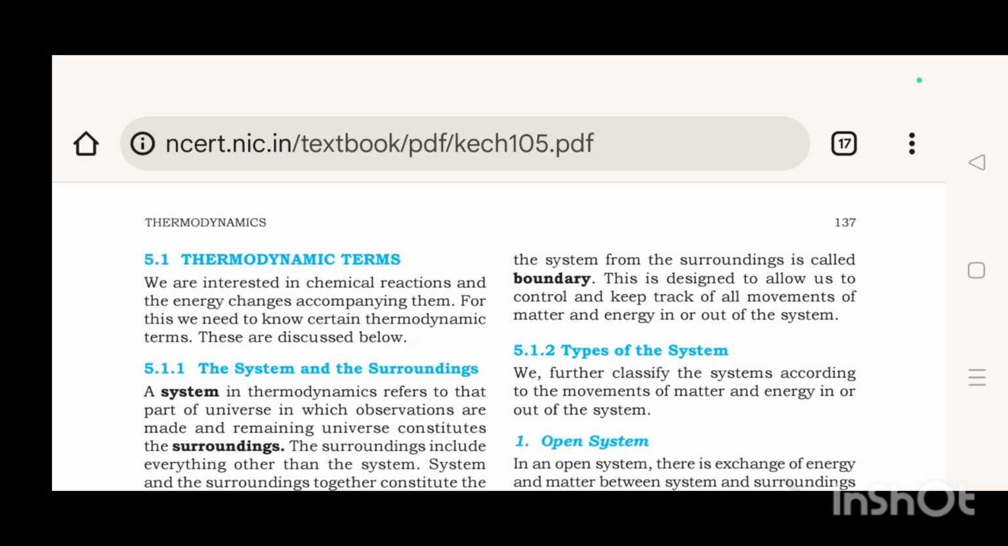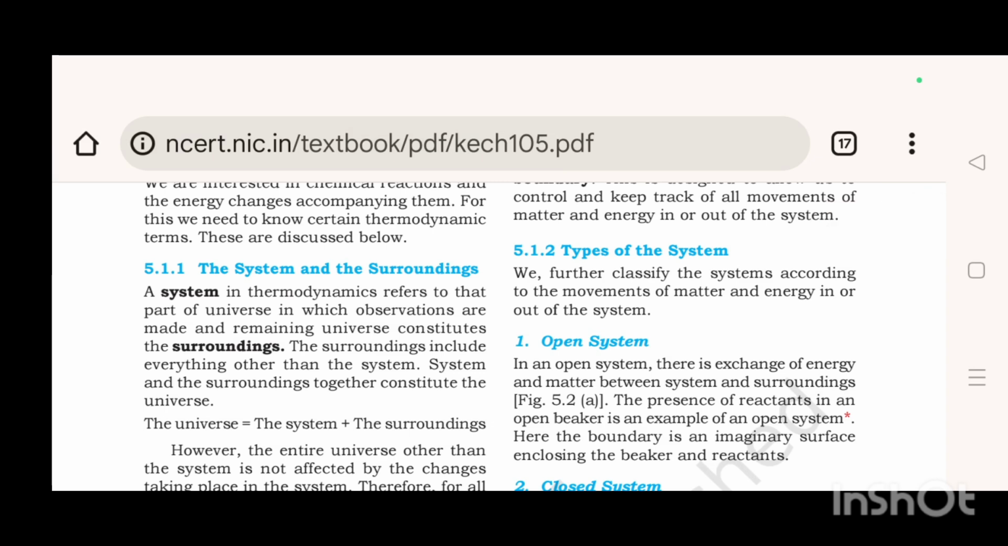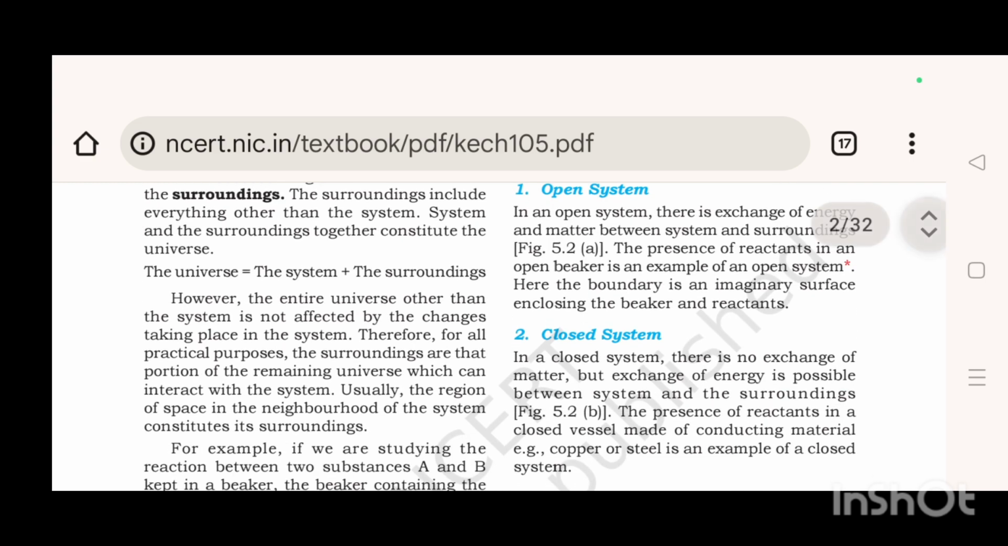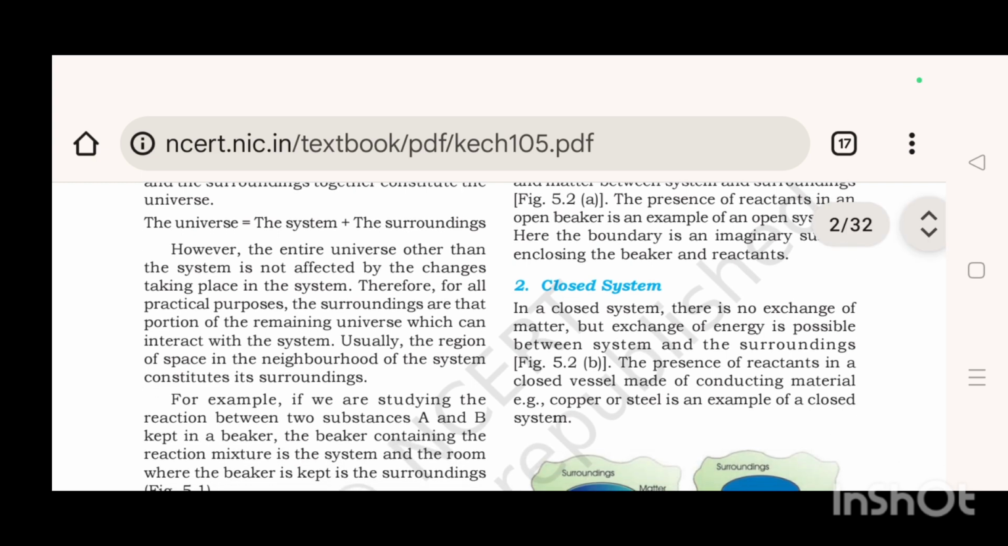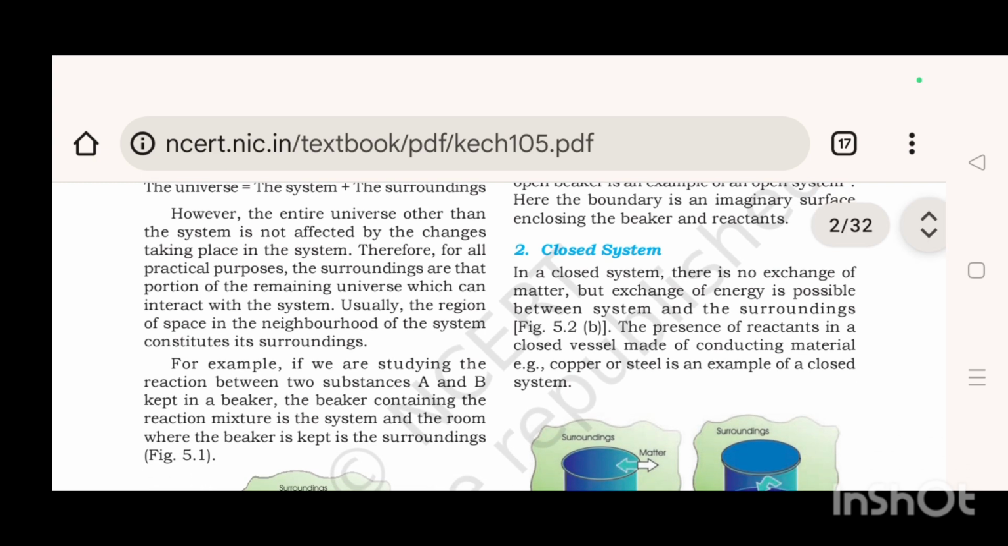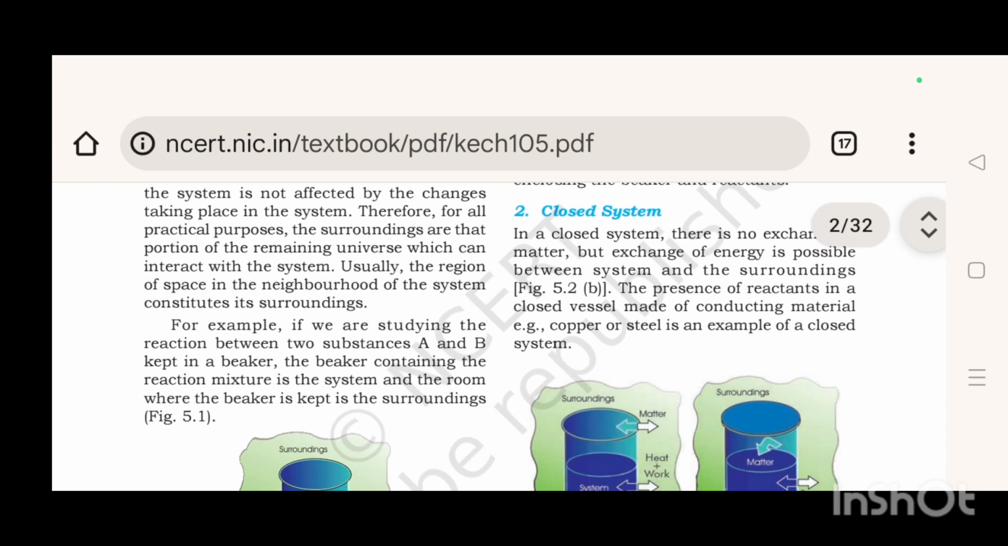Types of system. There are three types of system. Open system. In an open system, there is exchange of energy and matter between system and surroundings. The presence of reactants in an open beaker is an example of an open system. Closed system. In a closed system, there is no exchange of matter, but exchange of energy is possible between system and the surroundings. The presence of reactants in a closed vessel is an example of a closed system.